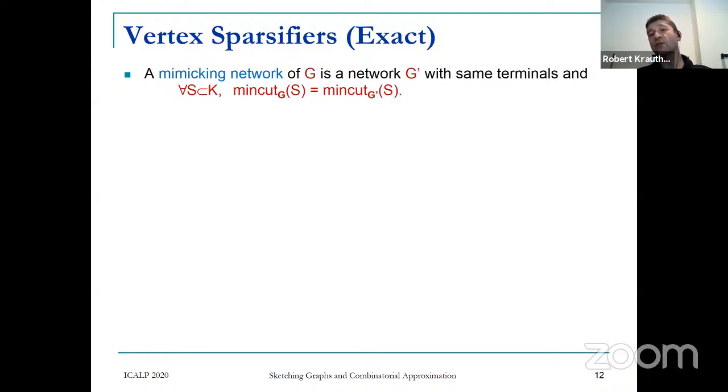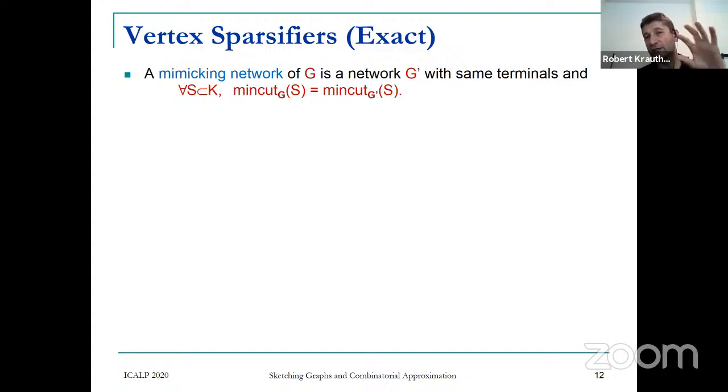So now, suppose I don't care about the entire graph. I only care about the cuts of the terminals. These are the important cuts. And it turns out that this concept was studied. It was named mimicking networks. And another way to think about it is a vertex sparsifier. So I want to come up with a network G prime, a different graph G prime, whose vertex set is only the terminals. A network G prime, which is much smaller, hopefully, but it contains the same terminals. But in this G prime, the cuts that I care about are the same as the cuts in G.